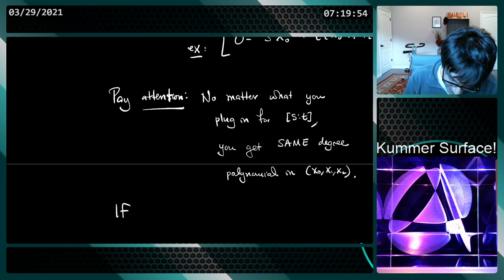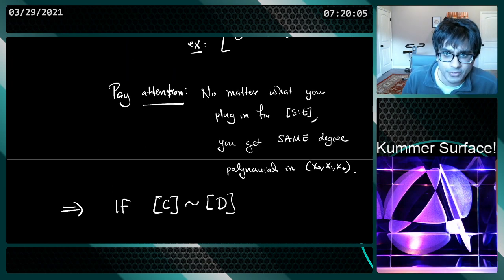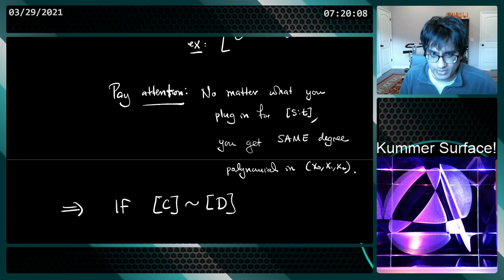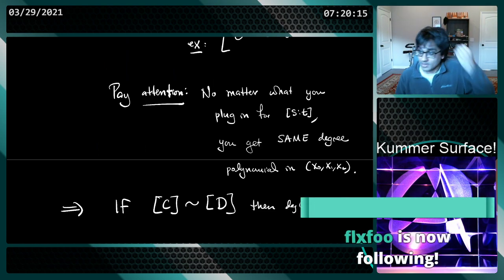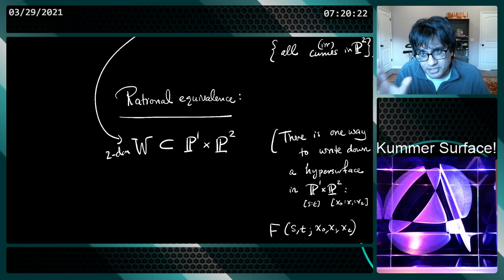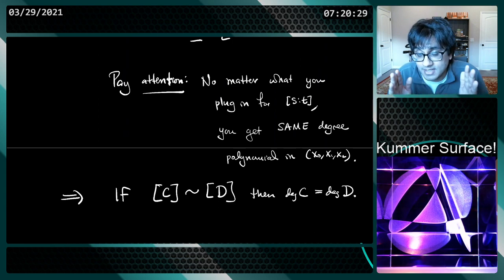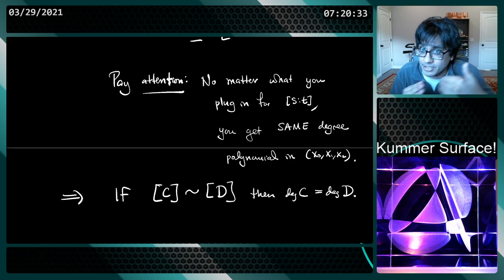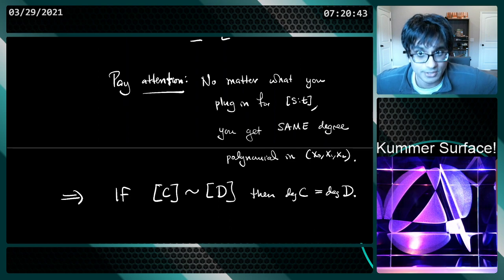So in other words, a consequence of this is that if C is rationally equivalent to D, if you look at their classes, then the degree of C has to be the degree of D. Notice how the knowledge of how restricted you are in writing a codimension 1 subset of this product trickles down to an invariance: the degree has to be preserved under rational equivalence. A degree 1 line is never rationally equivalent to a conic. So that's the first thing.